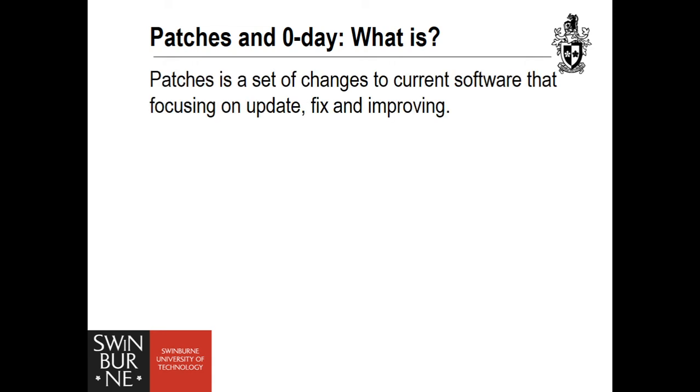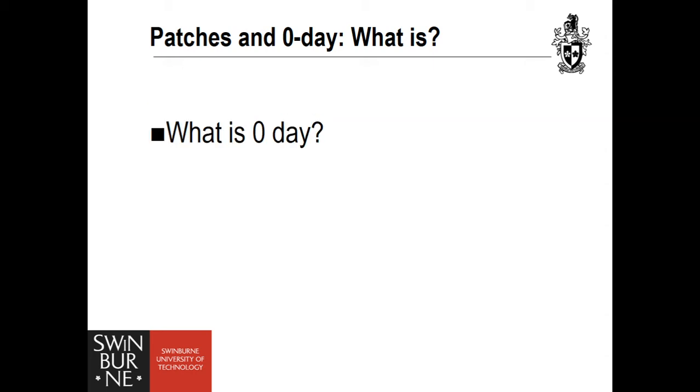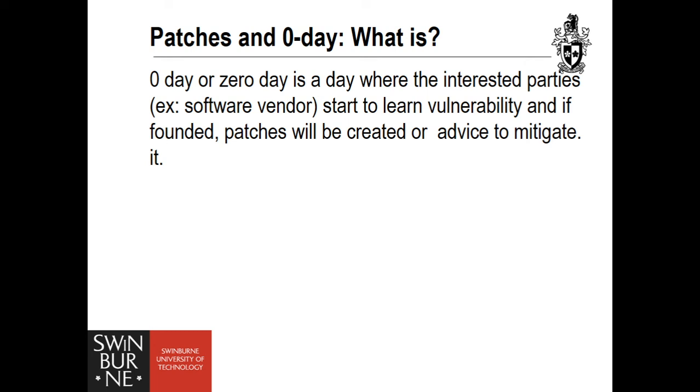Patches. A patch basically is a set of changes to current software focusing on updating, fixing and improving. An example of patches: we can say Windows updates we can consider as patches also. What is 0 day? 0 day basically is the day when interested parties start to learn of a vulnerability, and if found, patches will be created or advised to mitigate it.